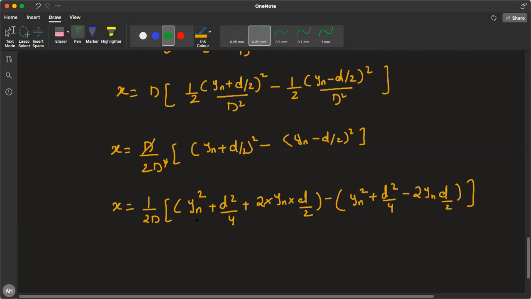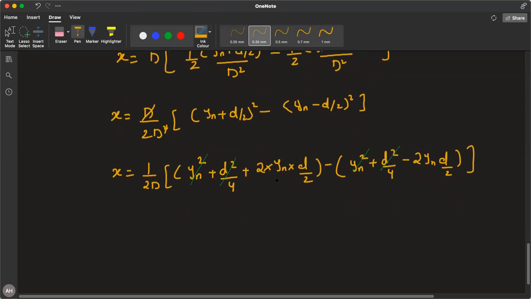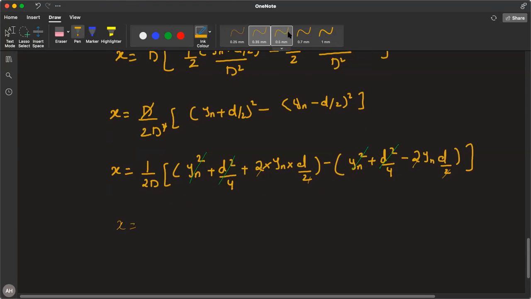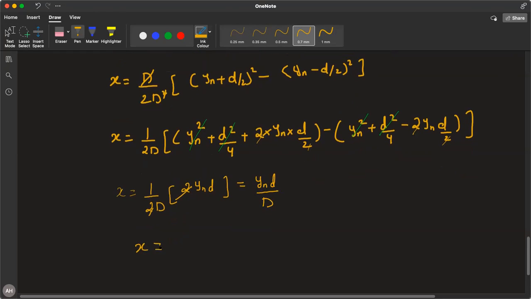When you cancel them out, Yn square will cancel Yn square, and d square by 4 will get cancelled by this d square by 4. The similar terms are being subtracted. This 2 will cancel this 2, and you will have x is 1 by 2d times (Yn d plus Yn d), so it's twice Yn into d. 2 will cancel this 2 and you have Yn into small d by capital D. So this is the relation that your path difference is Yn into small d by capital D.